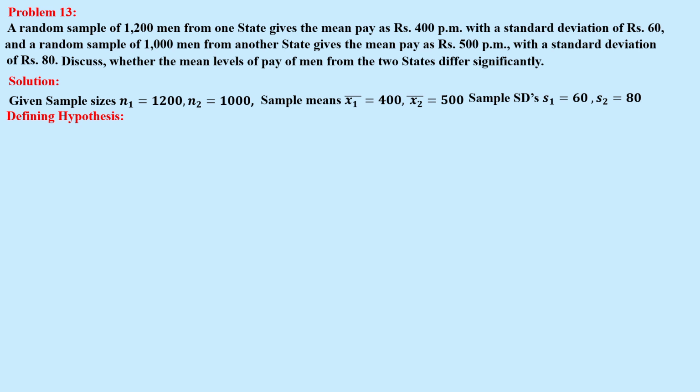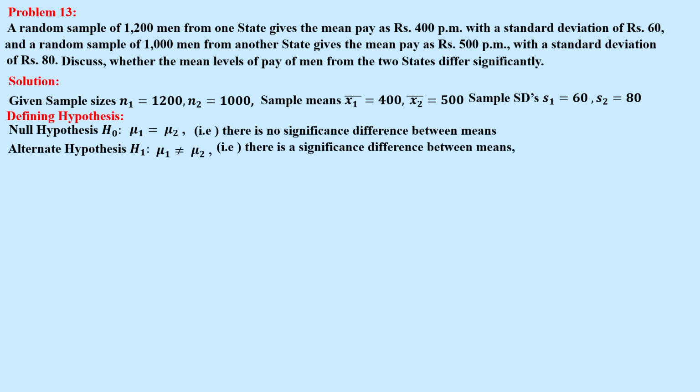So defining hypothesis, there is no significant difference, H0 is mu1 equal to mu2. Alternate hypothesis H1 is there is a significant difference between the pay of the two states. That is the hypothesis. We are using two-tail. Level of significance we have to take 5%, but they have not given. You can take any level, so this is the standard one, so we are taking it.